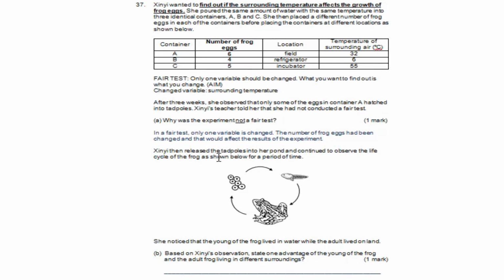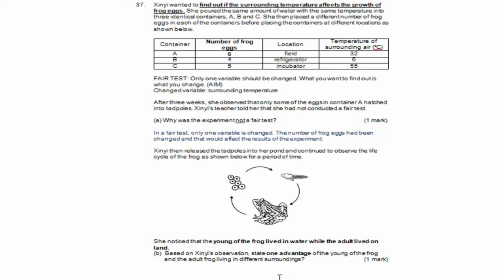Okay, next one. Cindy then released her tadpoles into her pond and continued to observe the life cycle of a frog. And she noticed that the young of the frog lived in water, but the adults lived on land. Now, of course you know that when you study the life cycle, for frogs, when they are tadpoles, they don't have lungs. Lungs have not developed yet, and then when they become frogs, they can actually live on land as well, right? But now I'm not asking about all of that. I'm asking you, what is one advantage of living in different surroundings? Why is it good?